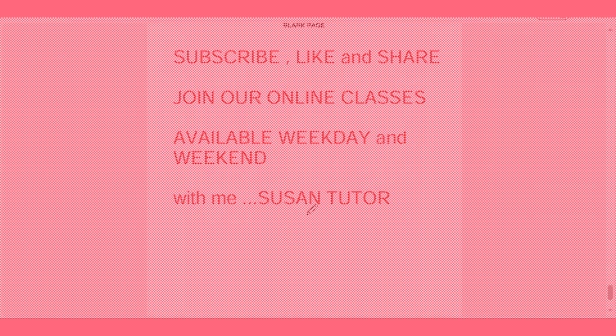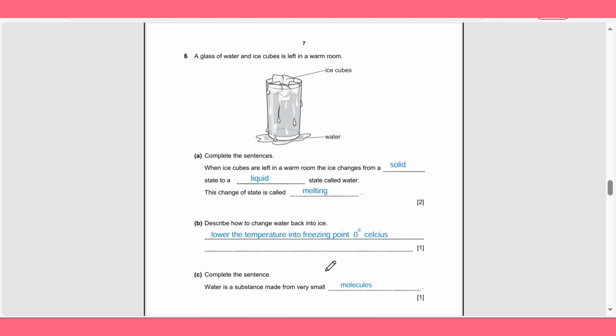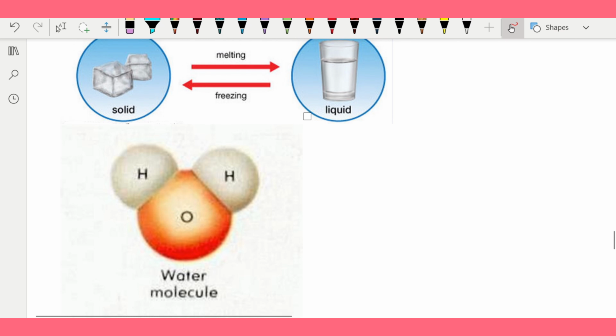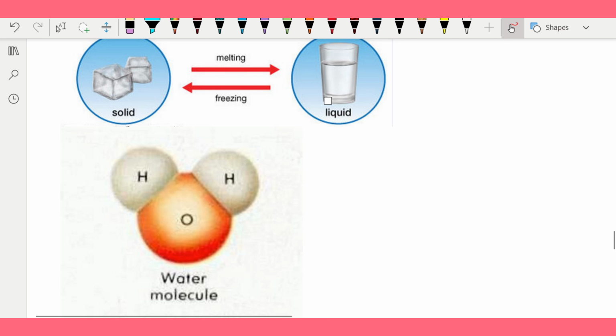And oopsie, guys, I guess we skipped number 6. Number 6, this is a bonus question. Complete the sentence. Water is a substance made from very small molecules. This is 6C, which I skipped earlier. Alright, guys, this is the picture of a water molecule here, H2O. So very small, we can't see. What we can see is just the liquid state of the water.